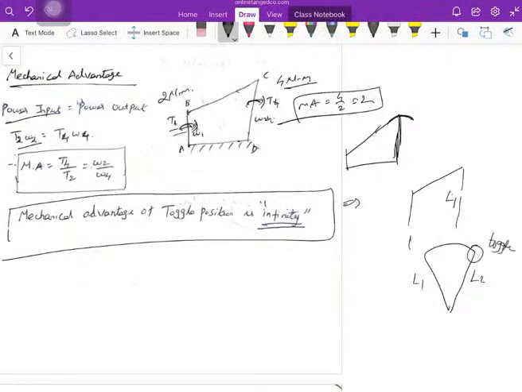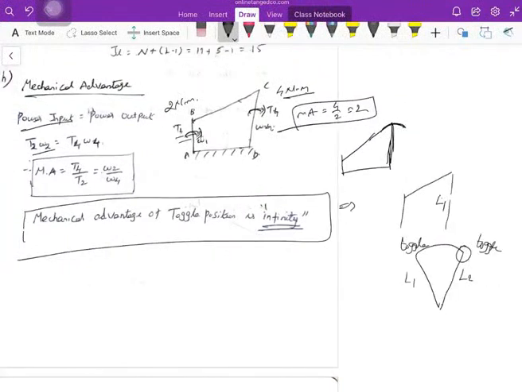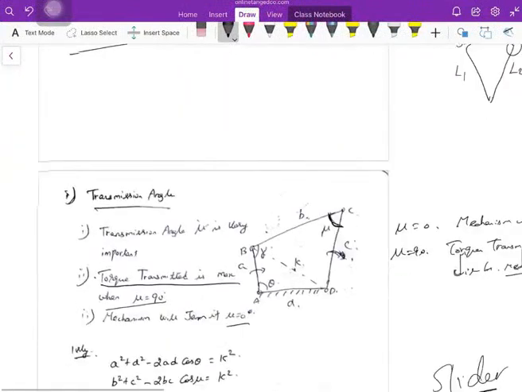The extreme where it changes its direction. Where the link changes the direction is nothing but the toggle position. The mechanical advantage of the toggle position is nothing but infinity. So note down this particular thing.